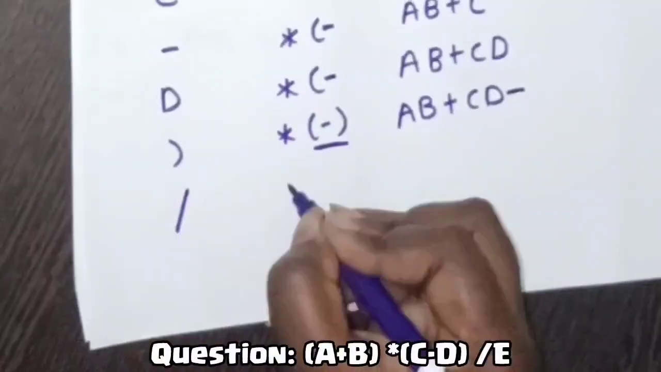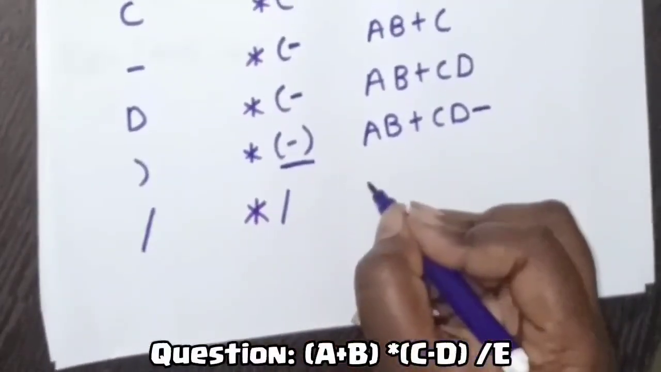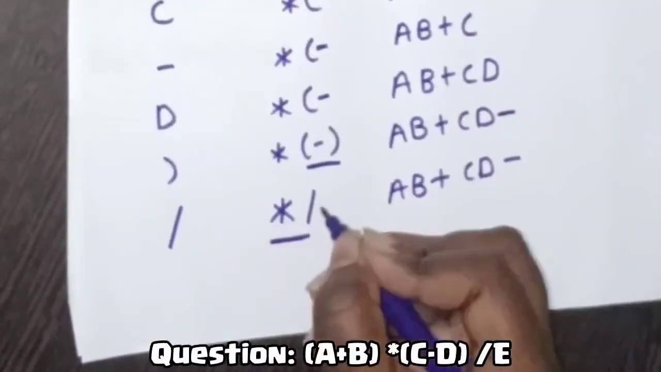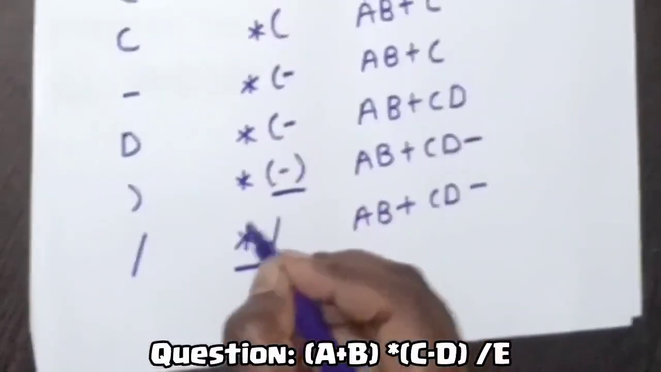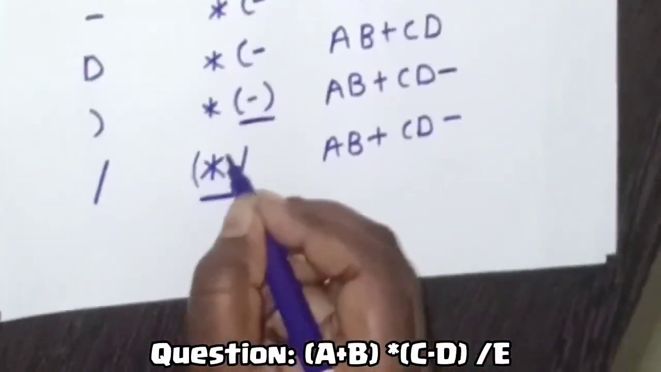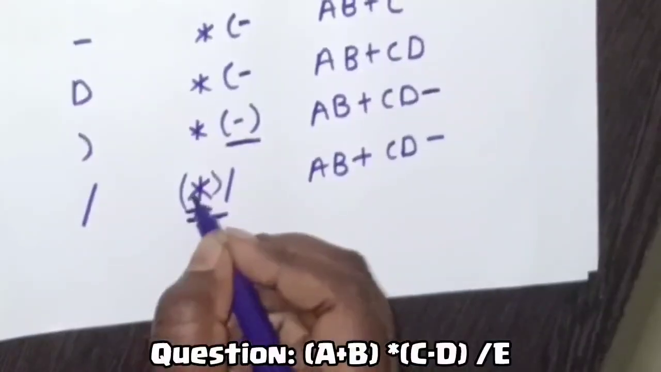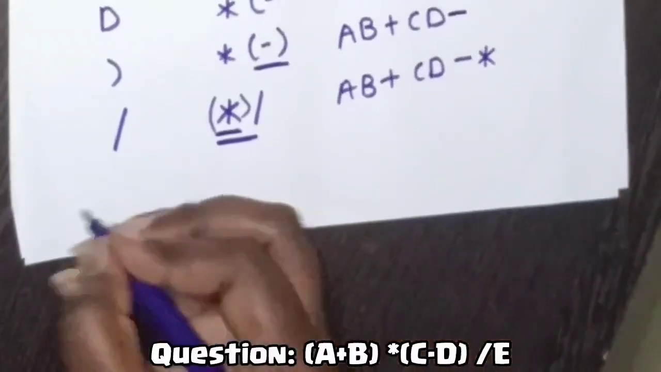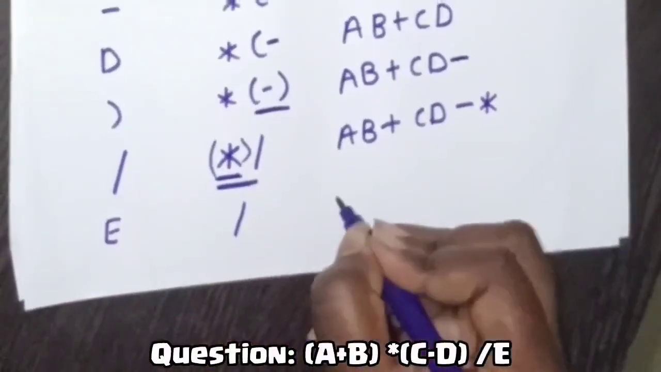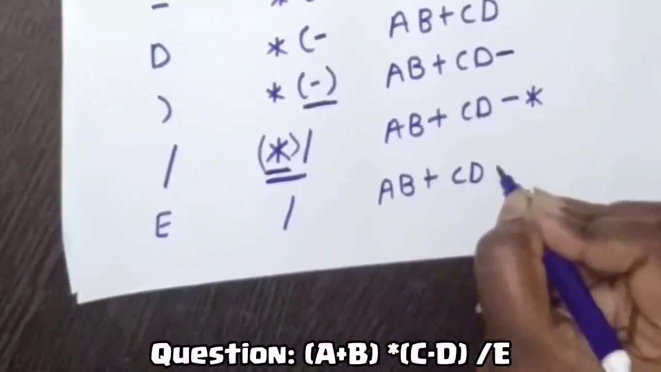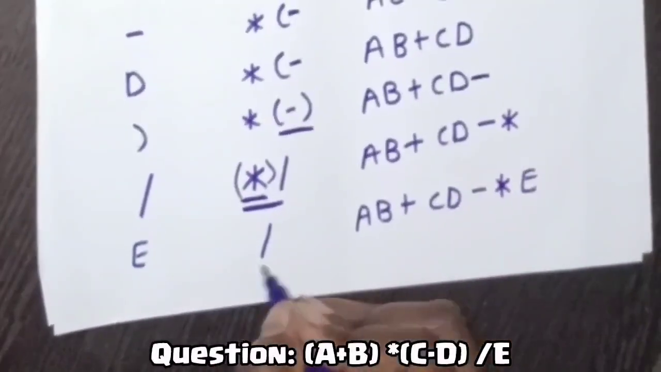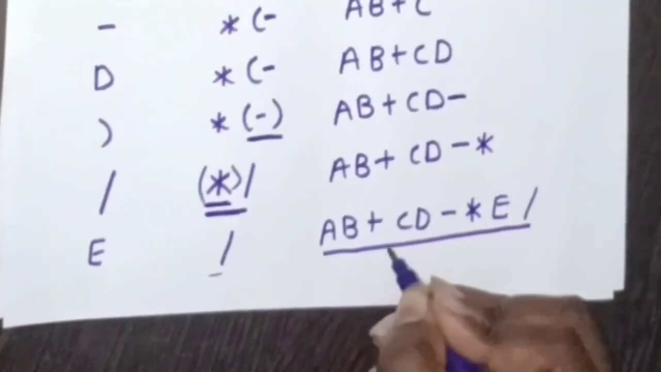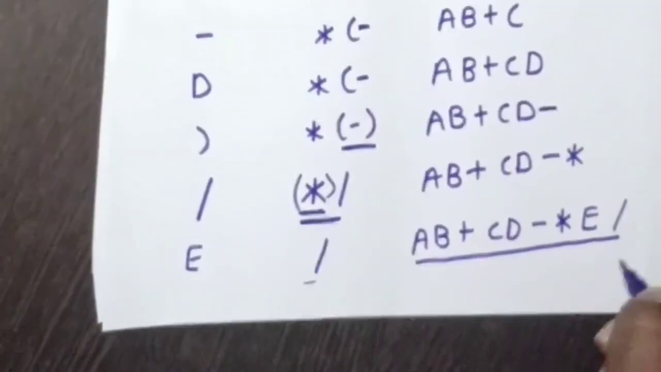Then slash. Now the next thing will come. AB plus CD minus as usual. Here you can see that asterisk and division symbol have same priority. So let us go from left to right associatively. So now we need to pop out this because this is the first. So left to right, we need to pop out asterisk. Then after that E will be there. AB plus CD minus star E. Then the remaining in this stack is division symbol. So we need to pop it out. So the postfix expression is AB plus CD minus star E slash.